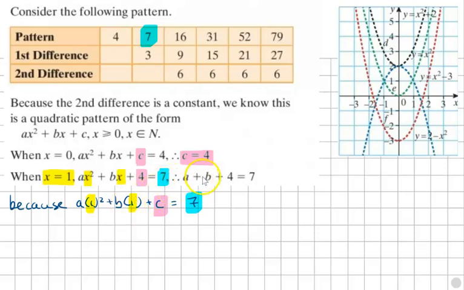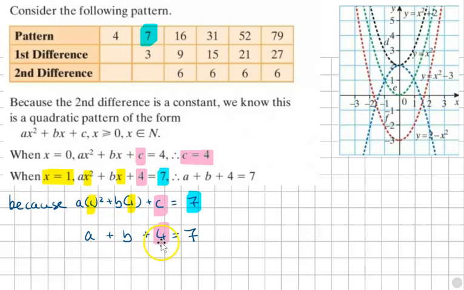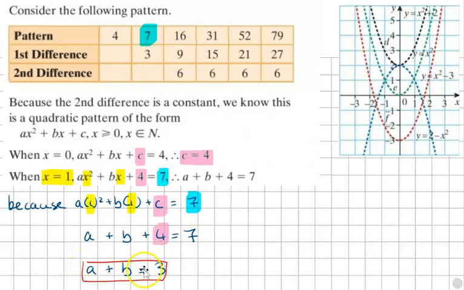And b times 1 is just b, so we get a plus b plus 4, because we know that our c is 4, is equal to 7. So we have a plus b plus 4 is equal to 7. So a plus b is equal to 3, because 7 minus 4 is 3.